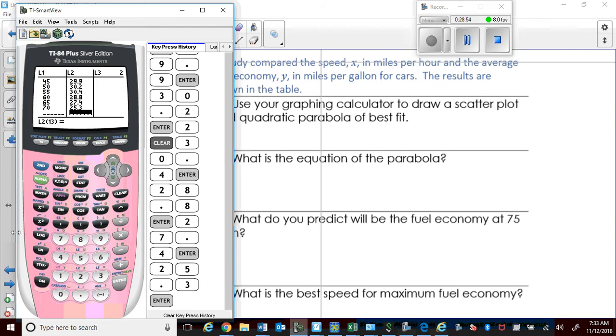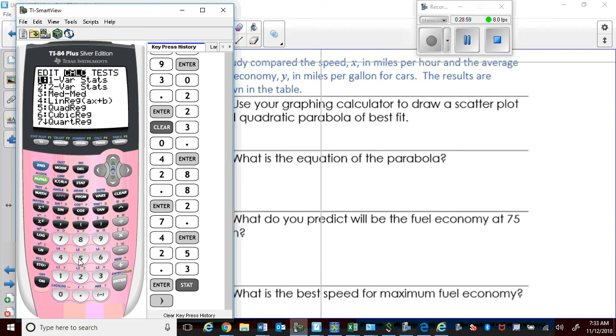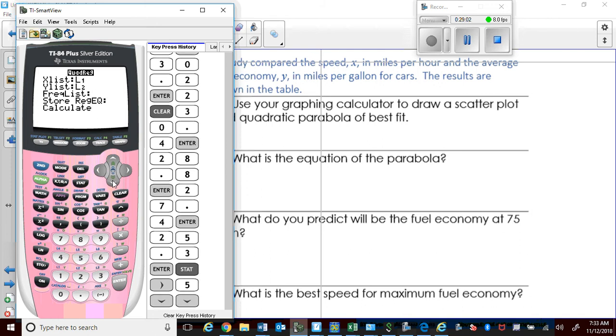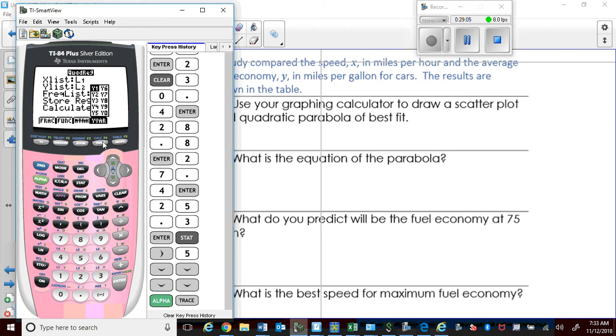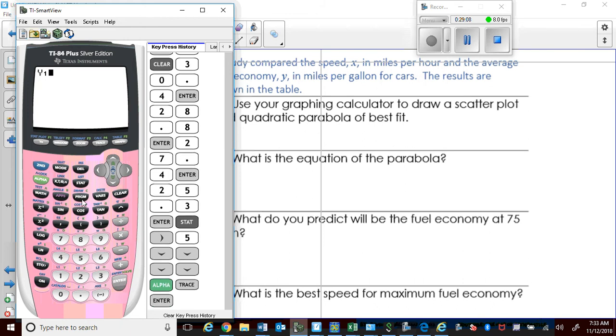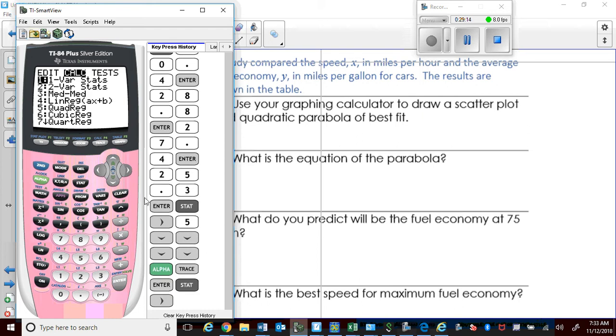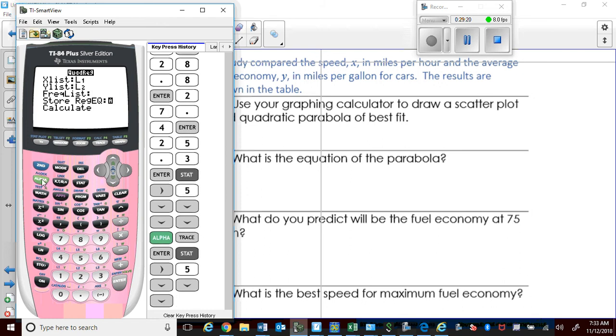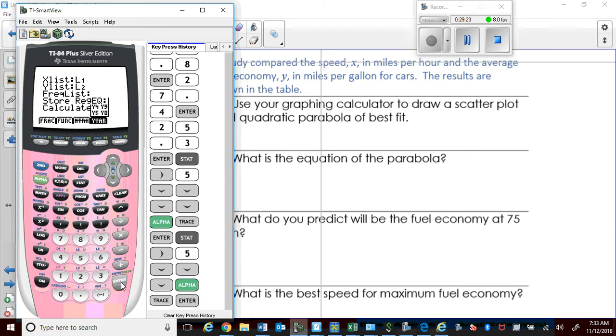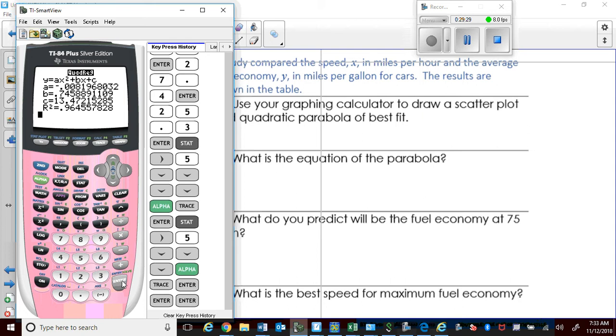After that, we're going to go to stats. We're going to go right over to calc and go down to 5 for quadratic regression. Then we're going to press alpha trace, enter. Oh, messed up a little bit. So go over to calc, number 5 for quadratic regression. I'm going to press alpha trace, enter. So this goes into Y1. And then I'm going to go down and calculate, and I should get my R value, which is 0.96, very close to +1. So this is a very good curve of best fit here.